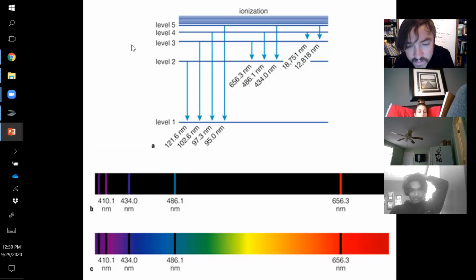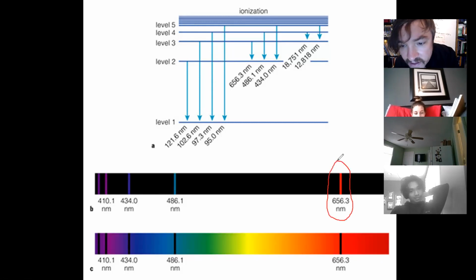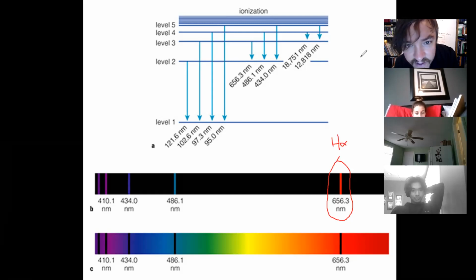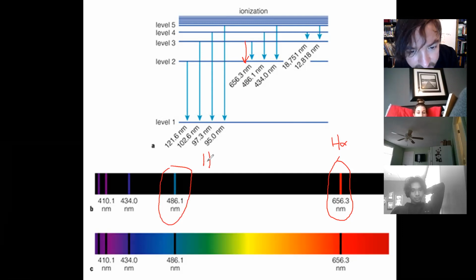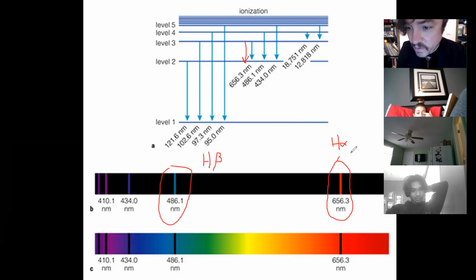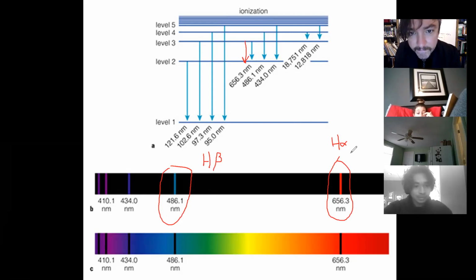According to this, the spectrum of hydrogen consists of three photons: a red photon at 656 nanometers, known as hydrogen alpha. Hydrogen alpha is caused by the 3-to-2 transition of hydrogen. This photon is a blue photon known as hydrogen beta. Class, which transition is responsible for the production of hydrogen beta?